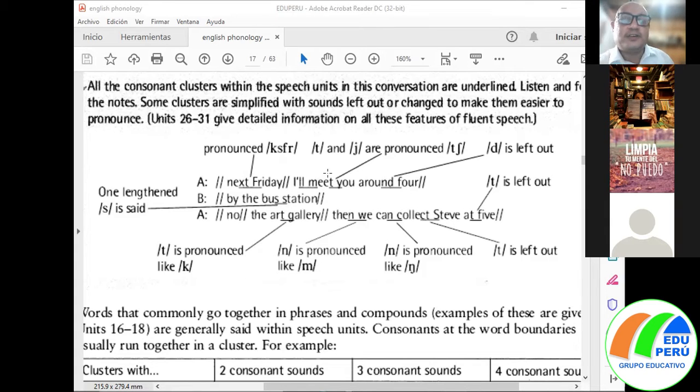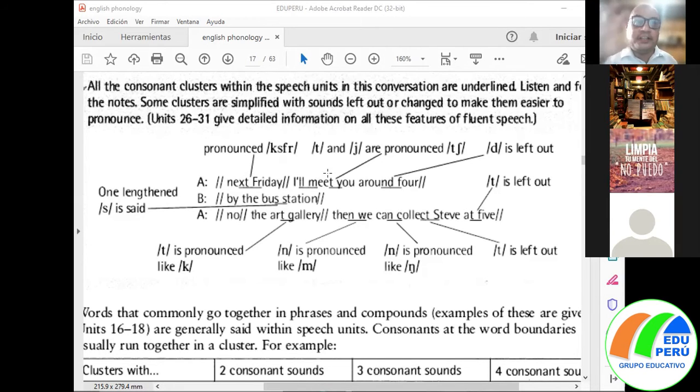So notice you are going to omit sounds. You are going to link or join sounds. You are going to change sounds. This is assimilation. Remember, in simple words, assimilation is to change, to alter sounds. You're going to change one sound to become similar to another sound. That's why we call it assimilation. We are going to assimilate one sound to another.